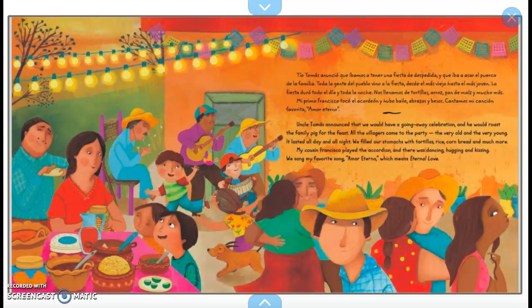Uncle Tomas announced that we would have a going-away celebration, and he would roast the family pig for the feast. All of the villagers came to the party, the very old and the very young. It lasted all day and all night. We filled our stomachs with tortillas, rice, cornbread, and much more. My cousin Francisco played the accordion. There was dancing, hugging, and kissing. We sang my favorite song, Amor Eterno, which means eternal love.